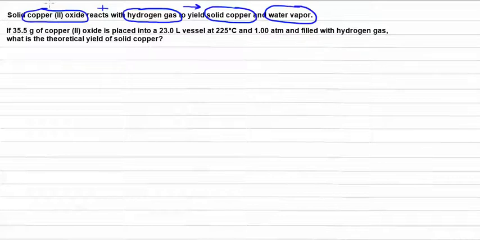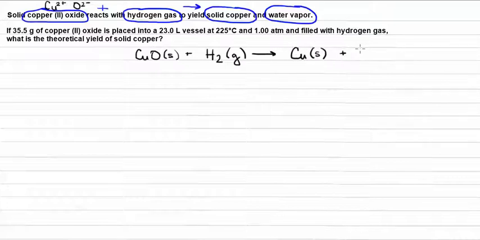So copper(II) oxide means that you have copper that has a 2+ charge. Oxide has a 2- charge. So these two things will come together 1 to 1. So we have copper(II) oxide, solid, reacts with hydrogen gas. Hydrogen is a diatomic molecule, so it's H2, to yield solid copper and water vapor. So we have CuO plus H2 yields Cu plus H2O gas.